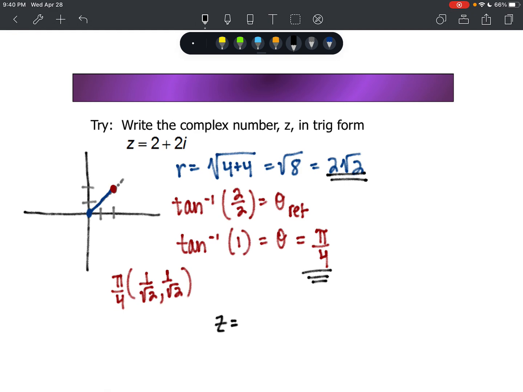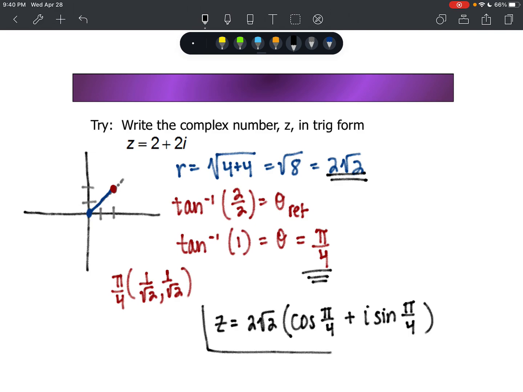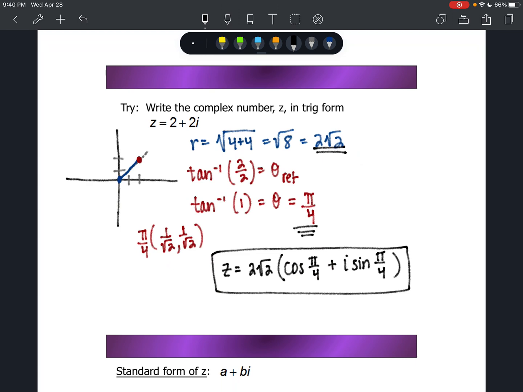So our complex number in trig form is 2 times the square root of 2, and then in parentheses cosine of pi over 4 plus i sine of pi over 4. So hopefully you got that and you're feeling pretty good about writing complex numbers in trig form.